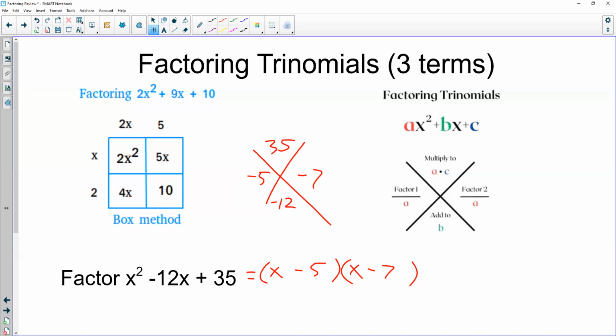Okay, so feel free to experiment with different strategies. When it comes to 3 terms, like I said, there's no one distinct way of doing them. And because of that, that can create some frustration. But if you find a method that works for you, then you want to stick to it.